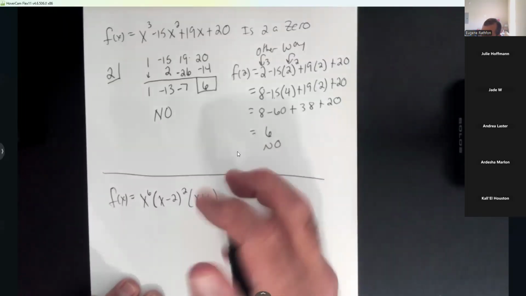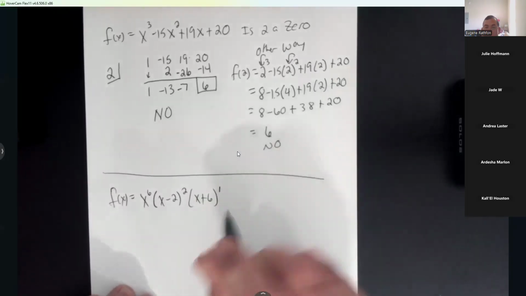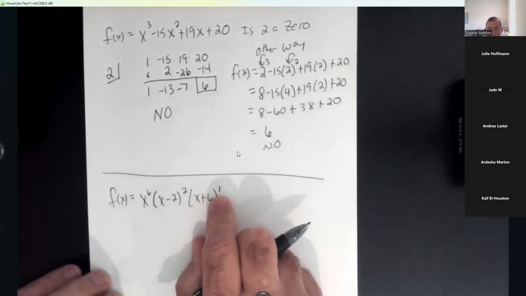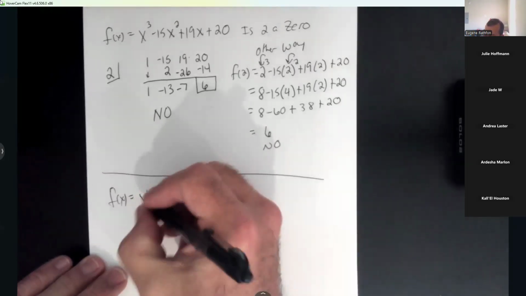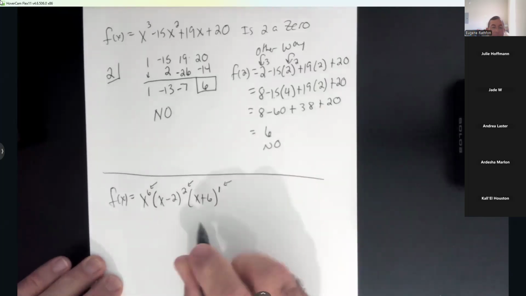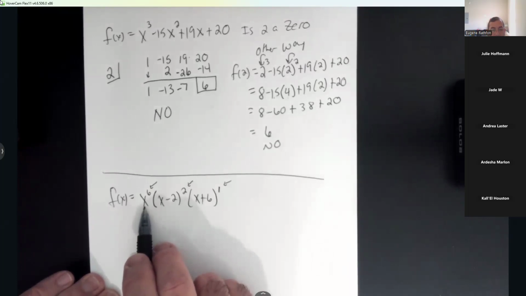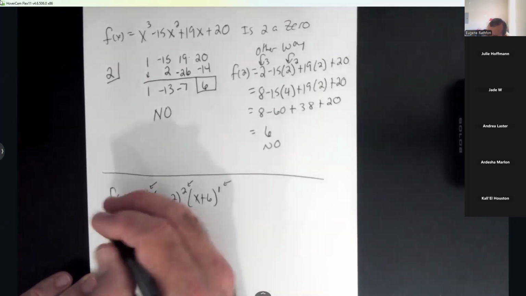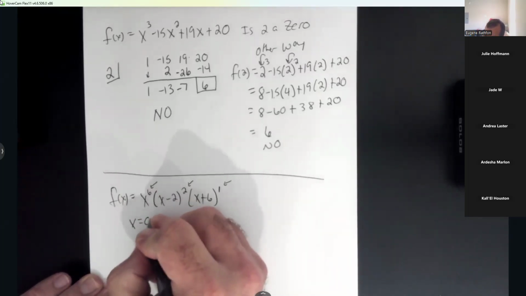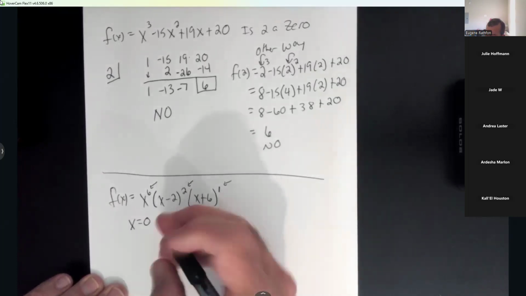So the last one doesn't have an exponent outside the parentheses, so you would automatically treat that as a 1, okay? All right, so the multiplicity is going to be a 6 for that one, 2 for that one, 1 for that one. So what we've got to do is set the factors equal to 0. Remember the first one, when you set x equal to 0, that automatically means 0 is a zero, and it's going to have a multiplicity of 6.